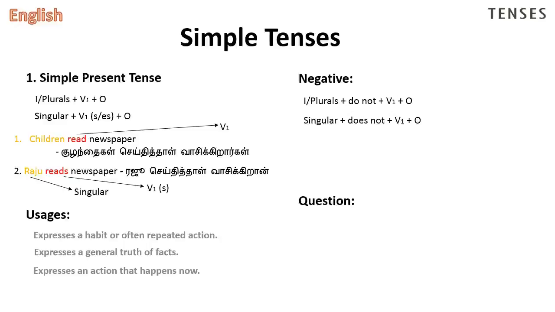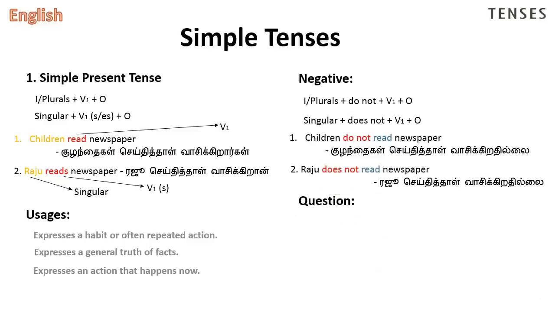Okay. Next. For example, do children read newspaper? குழந்தைகள் செய்தித்தாள் வாசிக்கிறார்களா? Does Raju read newspaper? ராஜு செய்தித்தாள் வாசிக்கிறானா? Does வந்ததுனால verb 1 கூட s வரல. Be very careful to understand that. Okay. So we have seen simple present tense clearly. So what are the things that we have to remember in simple present tense?